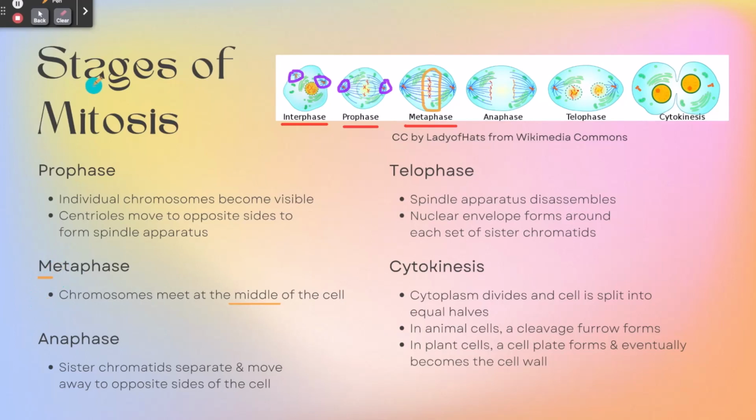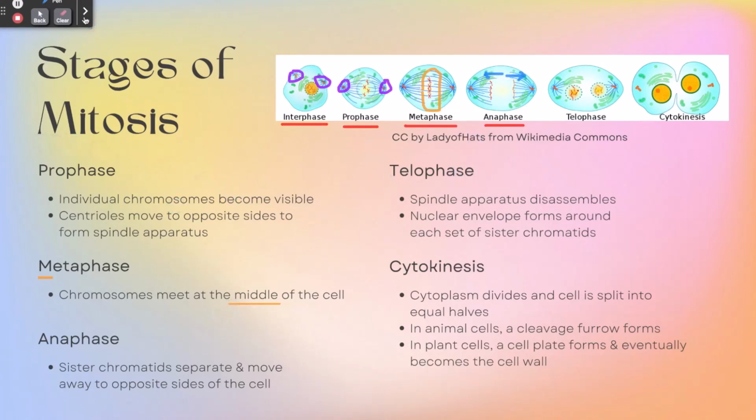The next stage we have is anaphase, where the sister chromatids separate and move away to opposite sides of the cell. Chromosomes can be considered as sister chromatids, and essentially chromosomes have two strands linked together. When you separate them apart, they become sister chromatids. So in anaphase, they separate and move away to the opposite sides of the cell. If we take a look at anaphase, they're starting to move away from each other.